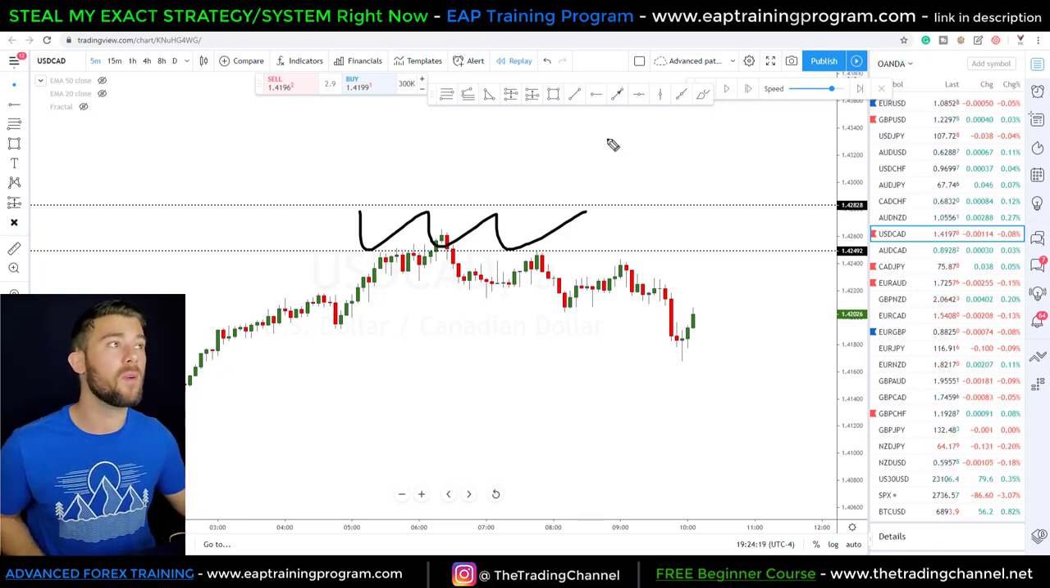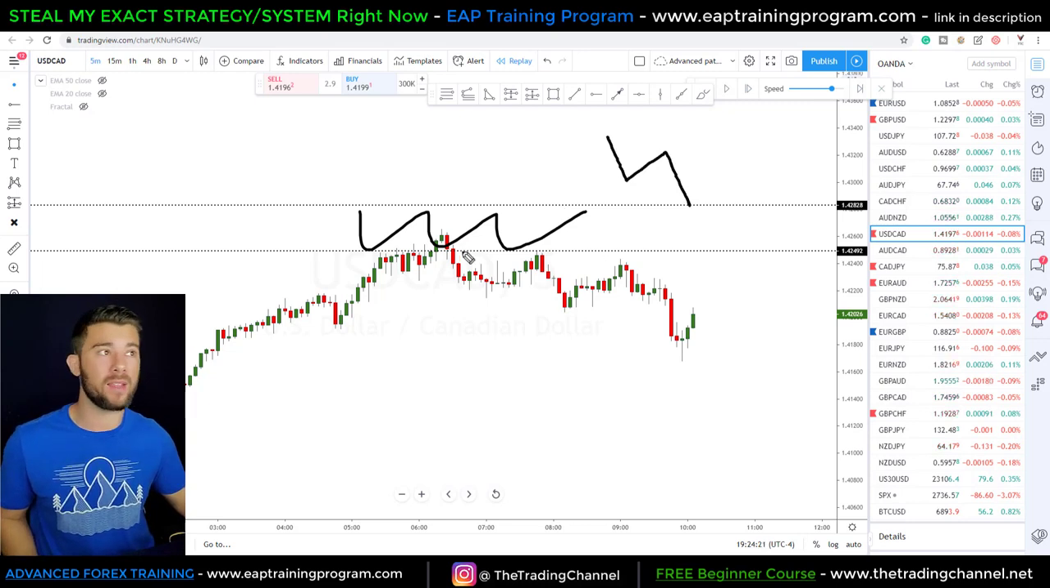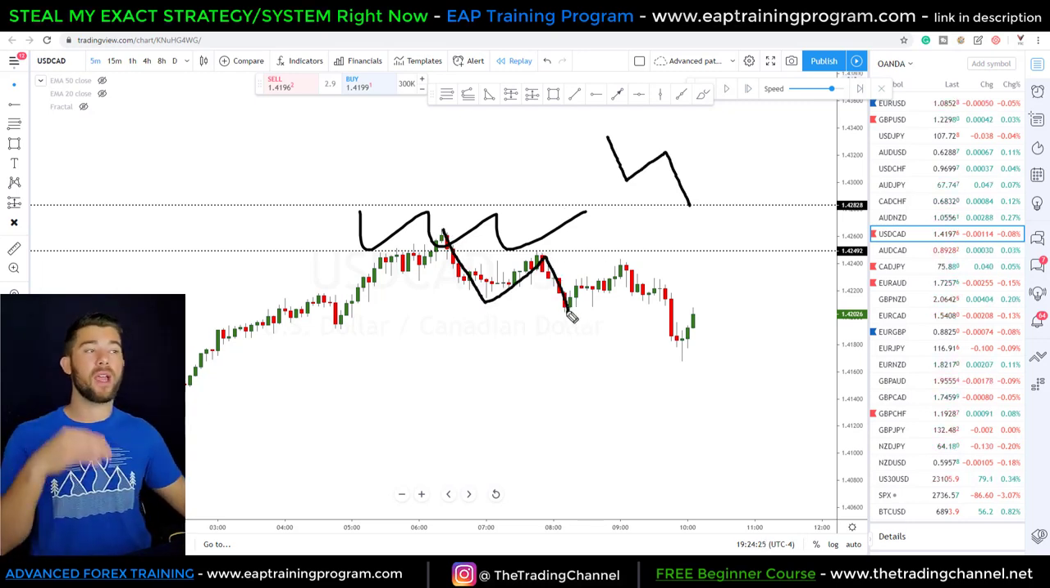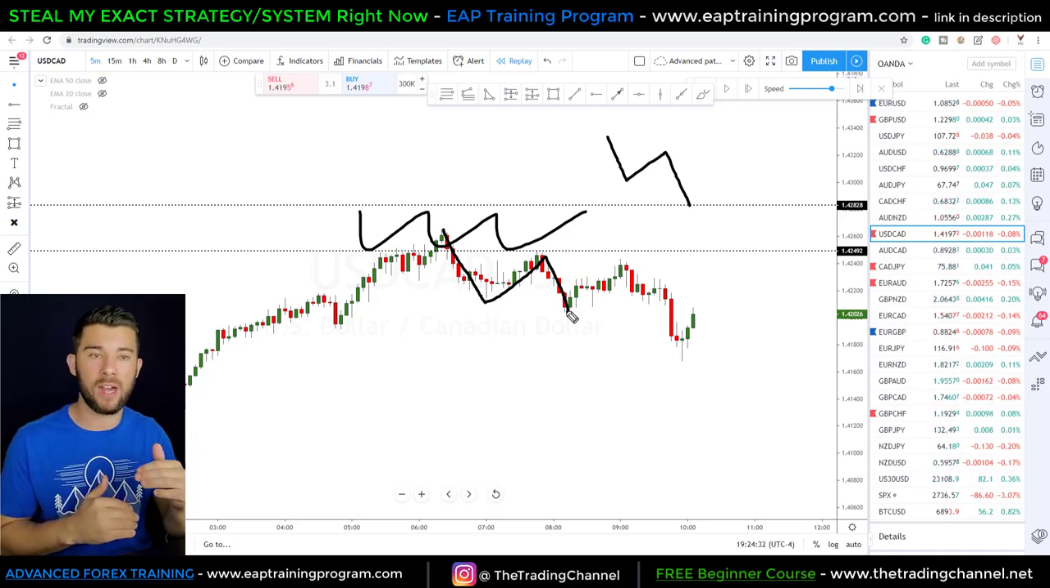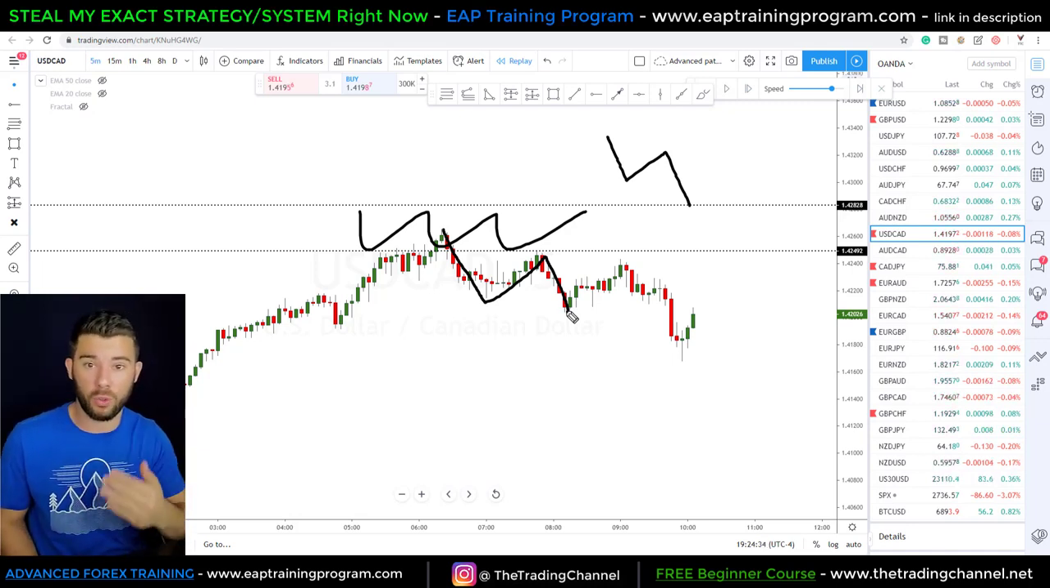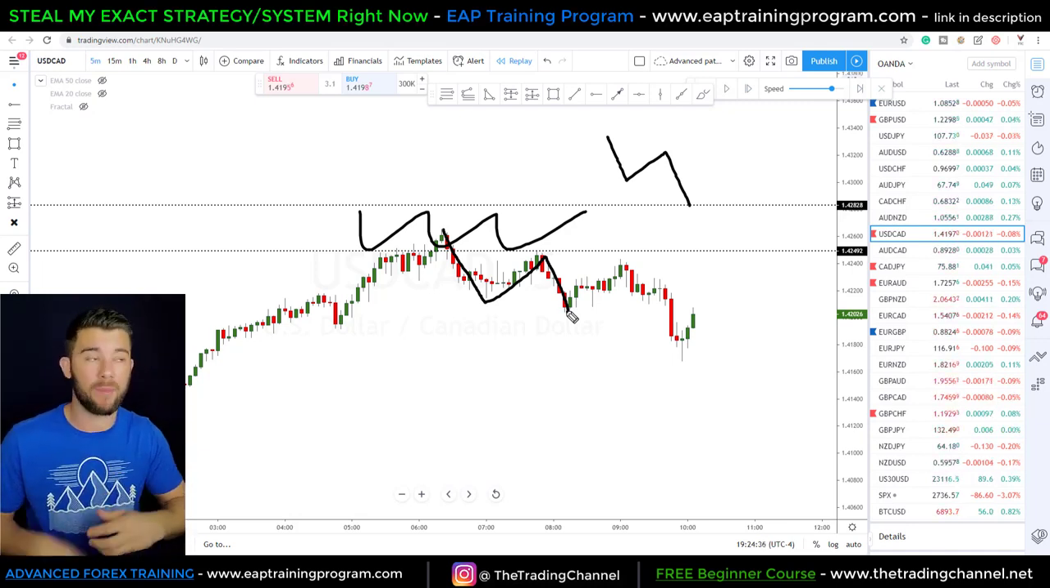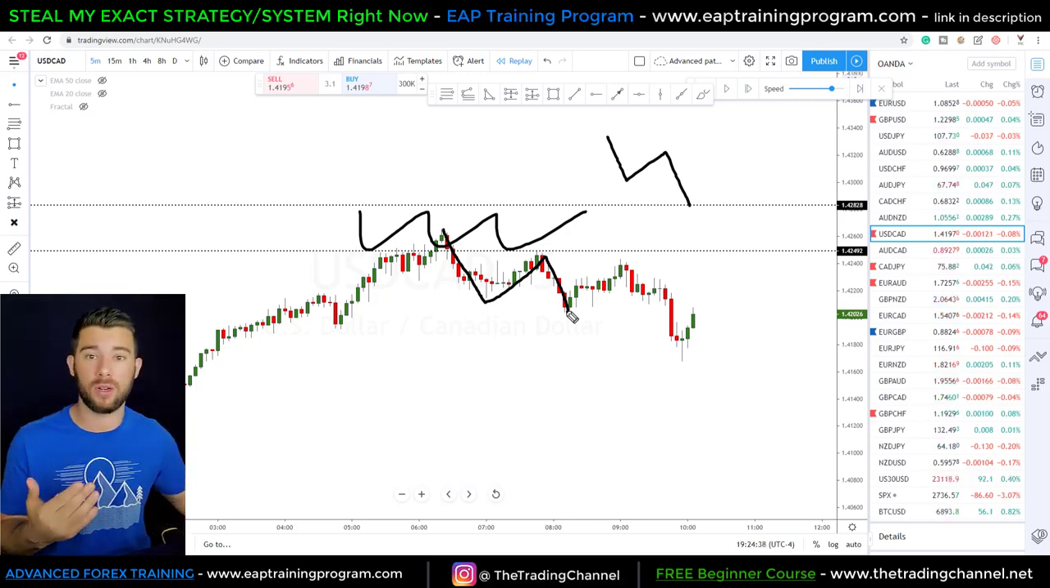Condition number 2, we need a 1, 2, 3 move out of that zone. So we push down 1, 2, 3. At this point, we're in a downtrend on a very low time frame after hitting a major level of structure resistance on a higher time frame, and I am looking for short trades on my day trading time frame. This is the area where I can start looking for short trades.